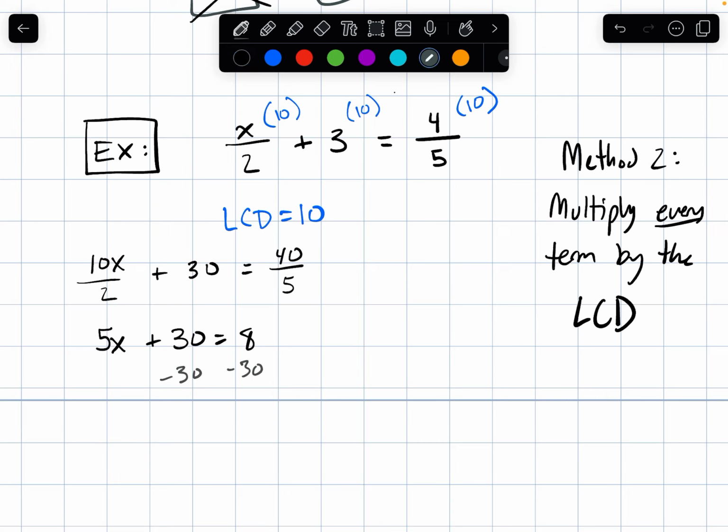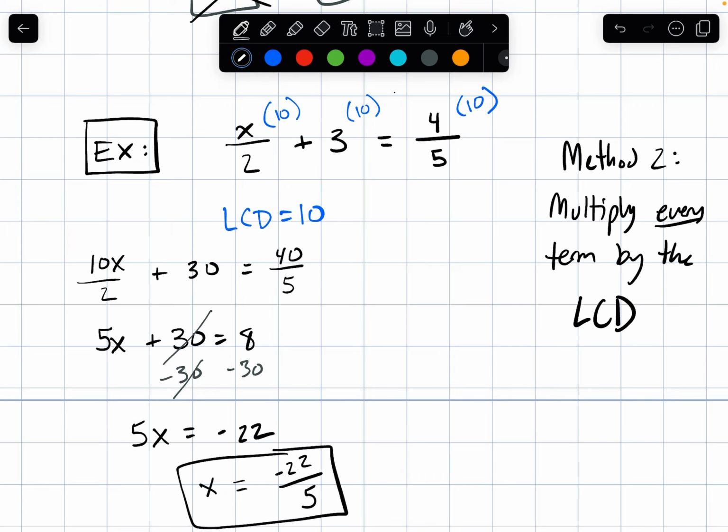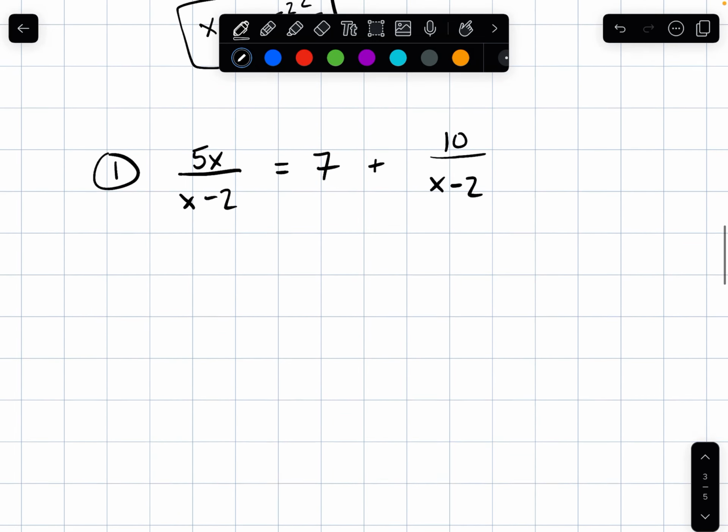At this point here, we're going to go ahead and subtract 30 on both sides. We end up with 5x equals negative 22. I'm going to go ahead and divide both sides by 5, and we get x equals negative 22 fifths. All right, that's going to be your final answer. If you check that, that does end up working out for us, so we do have a good answer. And that's kind of in general what we're going to have to do here.